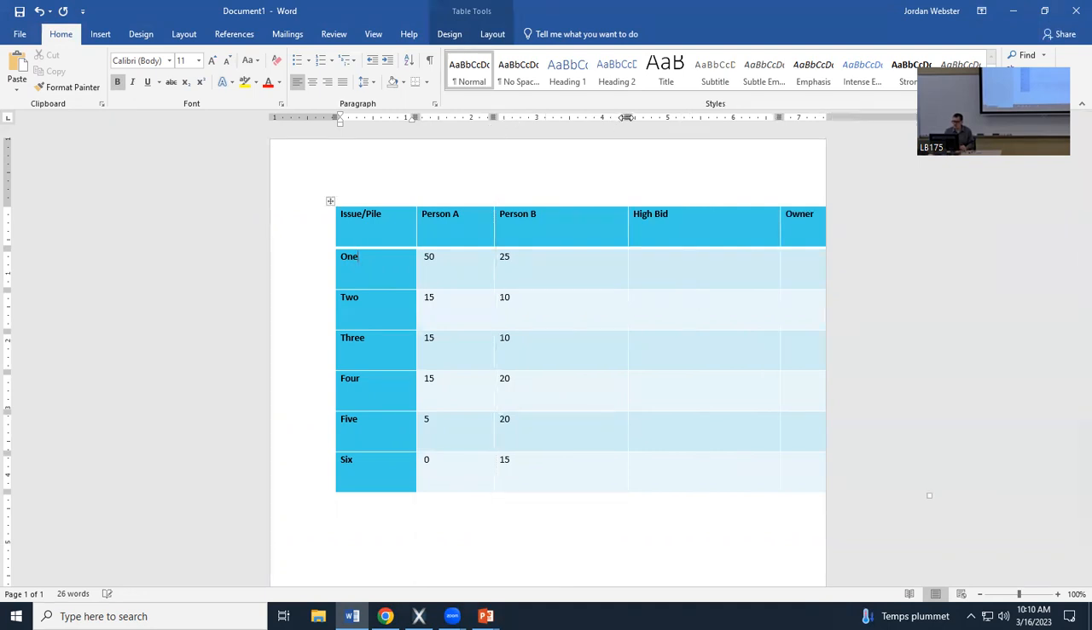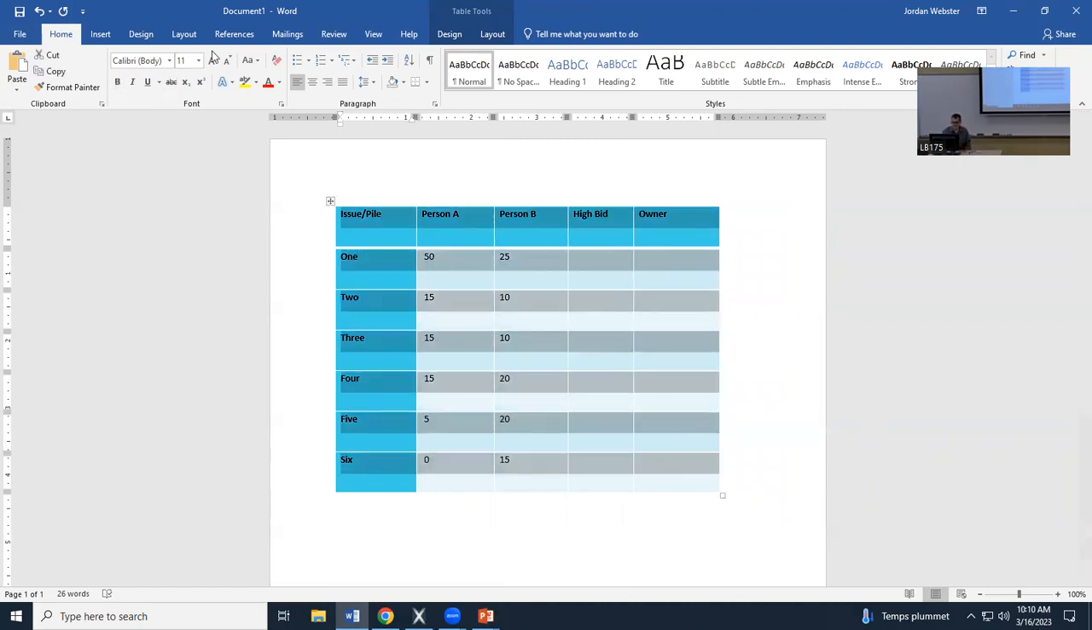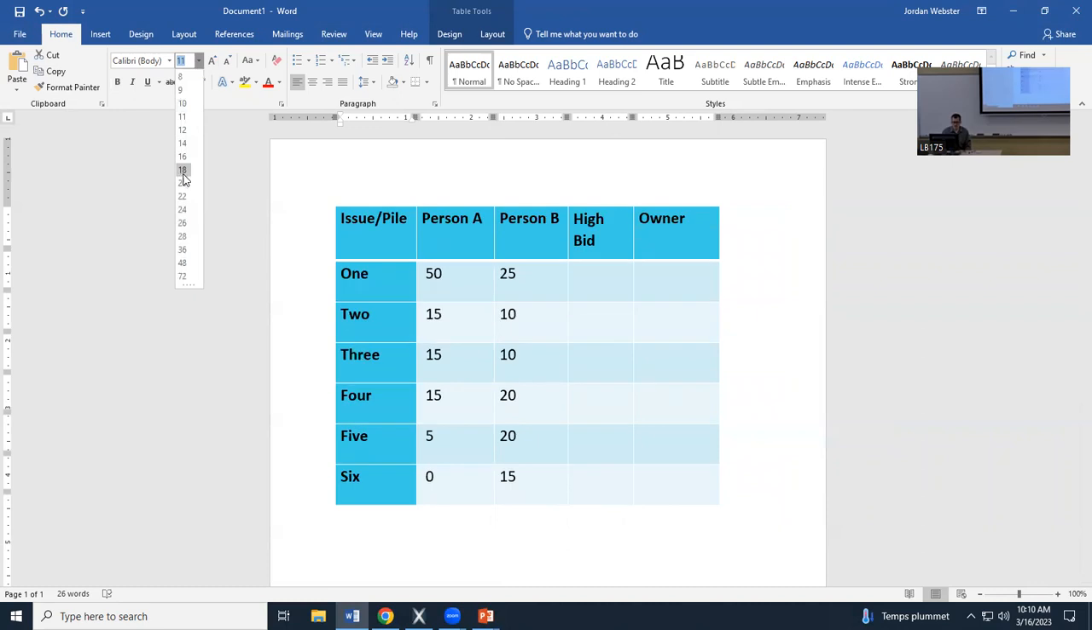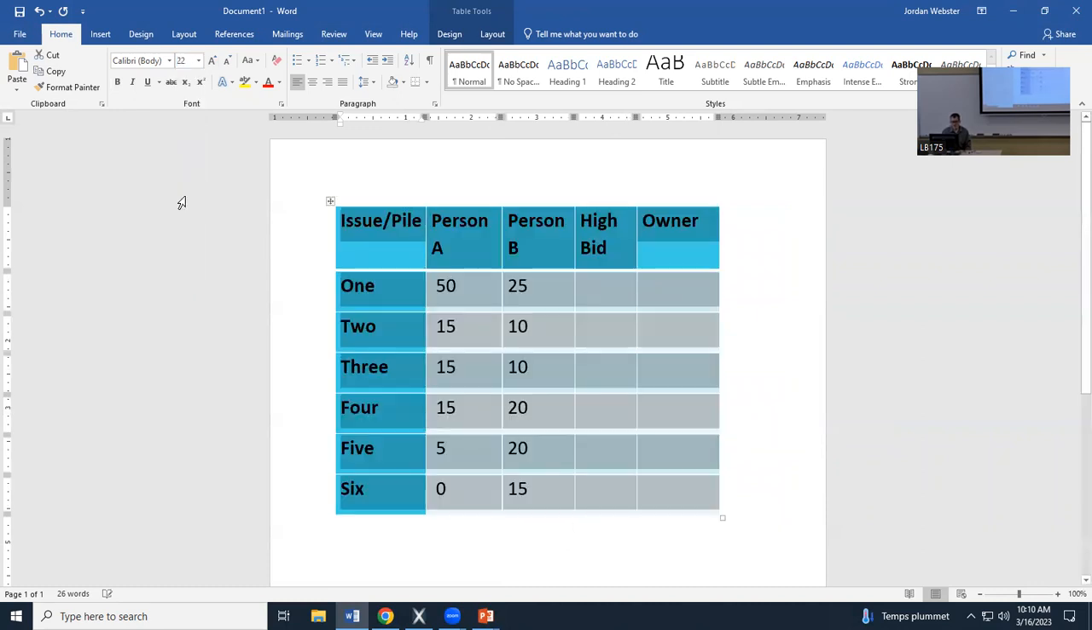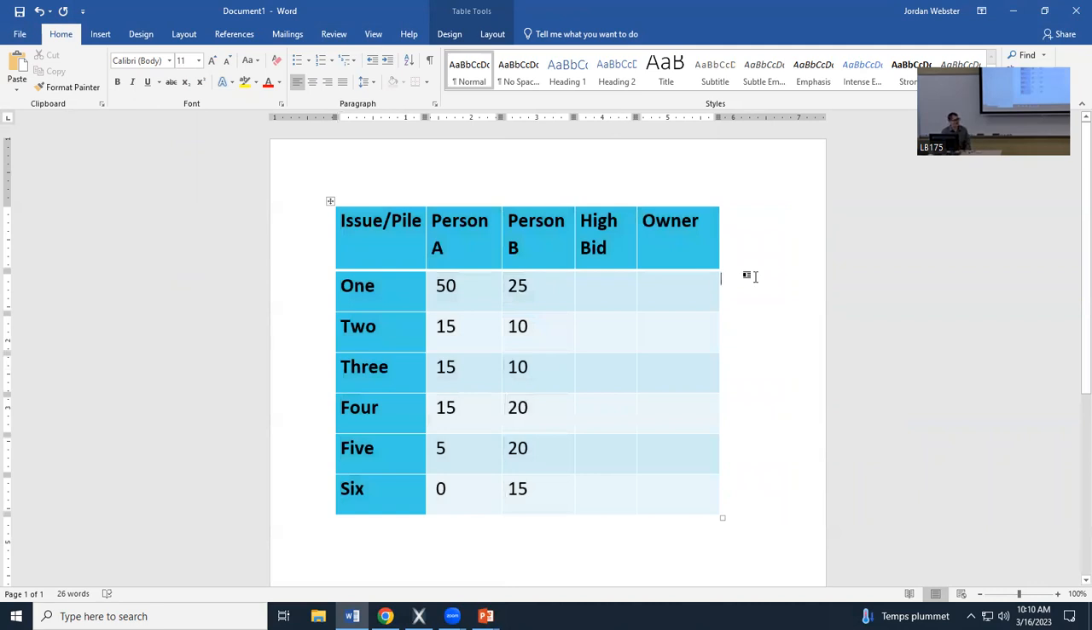So we have 2 people and 6 items, or 6 piles of goods, or however you want to say this. Let's see if I can make that a little bit bigger. Can we read that? Good. So what we've done is we have these 6 items, 6 piles of goods, 6 issues, whatever they are.